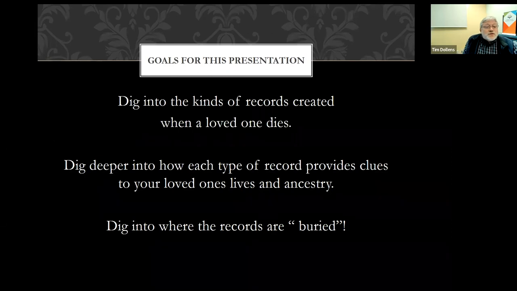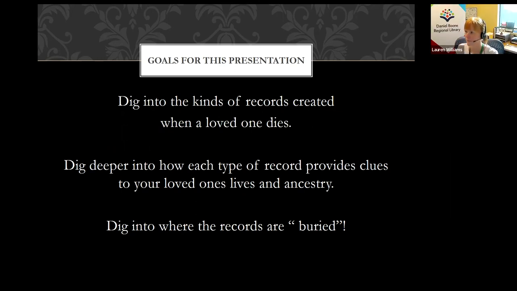So the goals for this presentation are that we're going to be digging into the kinds of records created when a loved one dies. We're going to dig deeper into how each type of record provides clues to your loved one's lives and their ancestry. And of course, we'll also dig into where the records are buried. And basically that means, where are we gonna go to get these records in this big world wide web or in the repositories? And so all that information will be covered in this presentation that I promise we'll keep at less than 45 minutes, okay?